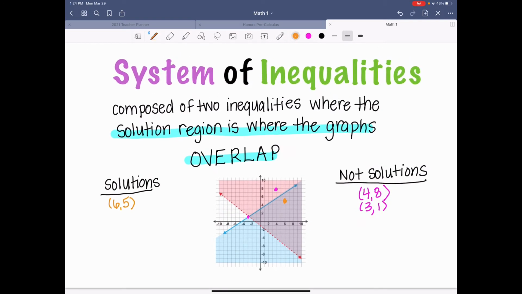All right, so another solution, we have (2, 0). All right, another solution we have is going to be (9, -3). Ones that won't work, (-2, -7).